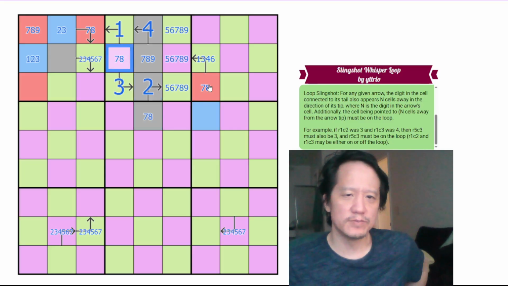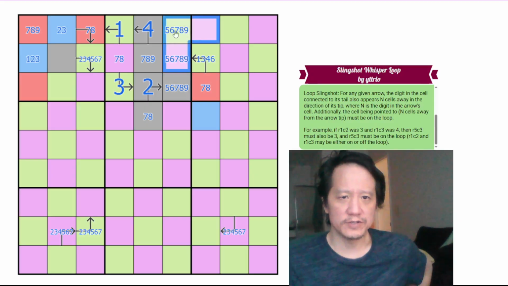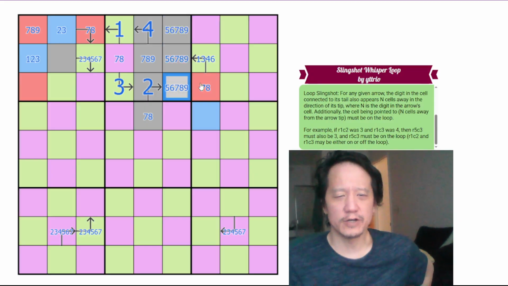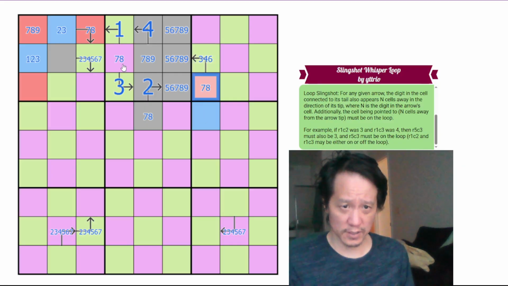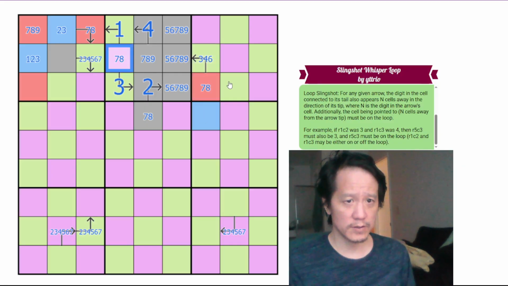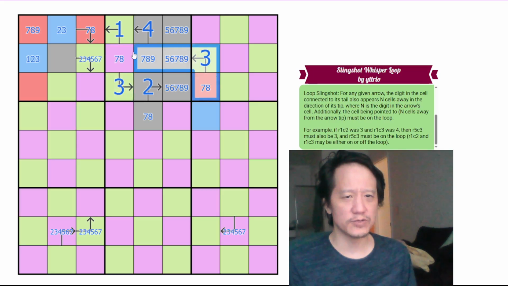This is the same digit. This is not possible to be on the loop. Because of that, this can never enter in here. So these would not be possible to be on the loop. This can't be 1 anymore. Oh, this is the same as this one. And it can only be there. So this must be 3. Right? These are exactly the same digit.